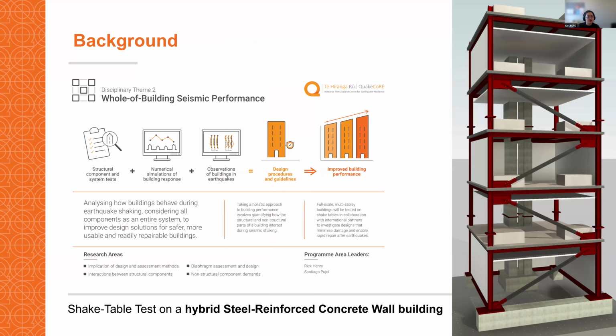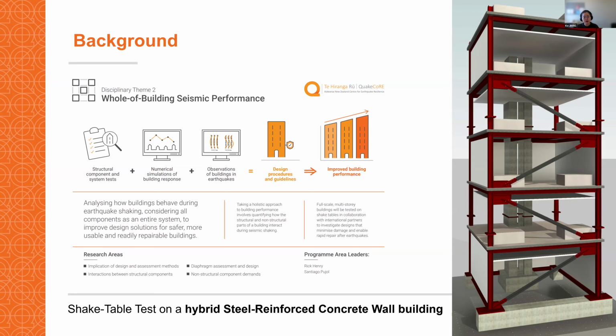The background, the idea of DT2, is to study the whole-building seismic performance. We have investigated the component-level performance of different components like beams, columns, braces, diaphragms, core walls. But DT2 is the opportunity to integrate all these efforts together, to study the interaction among components and to study the whole-building seismic performance. That's the initiative of this shake table test on the hybrid steel reinforced concrete wall building.